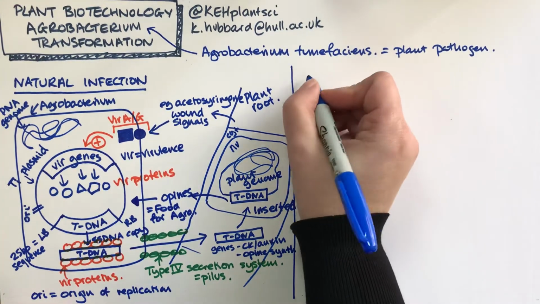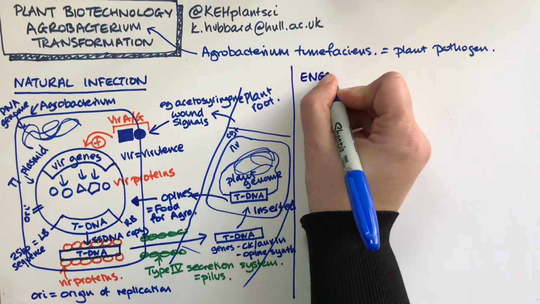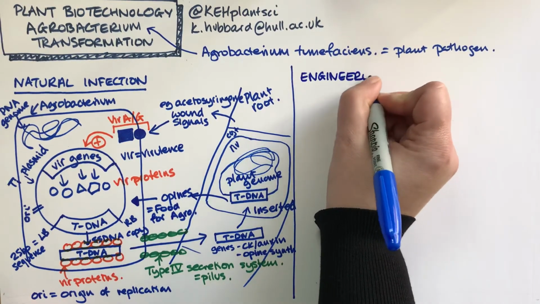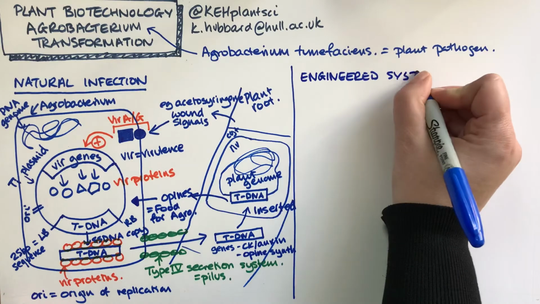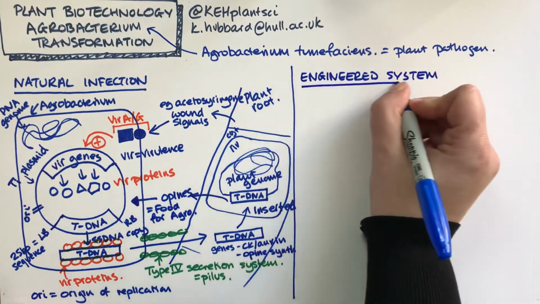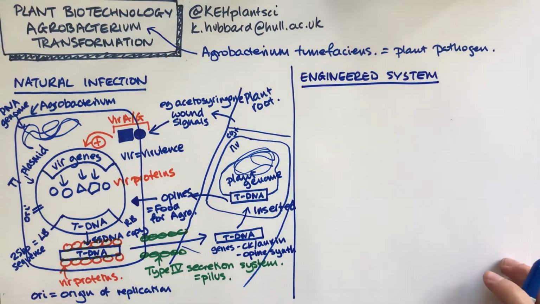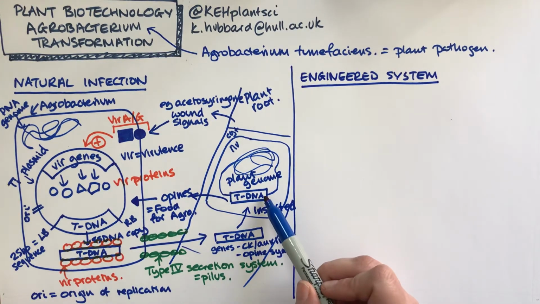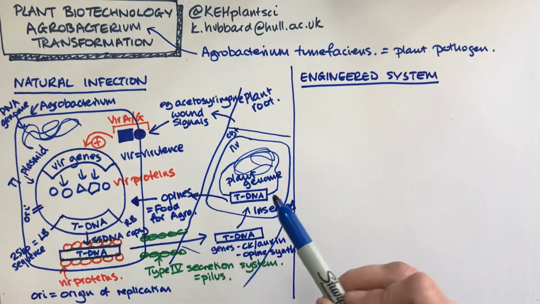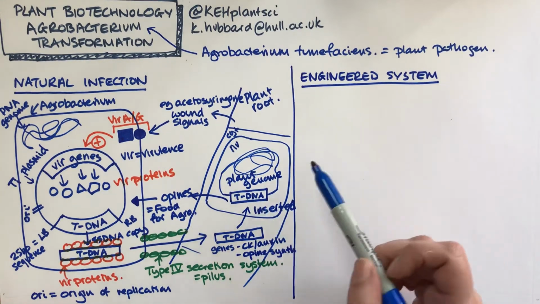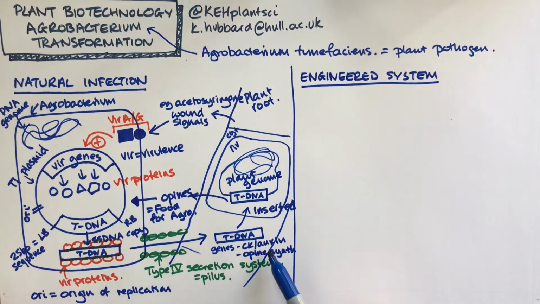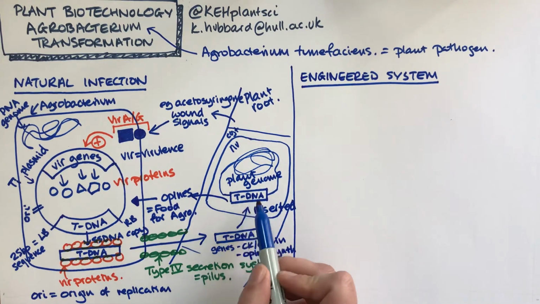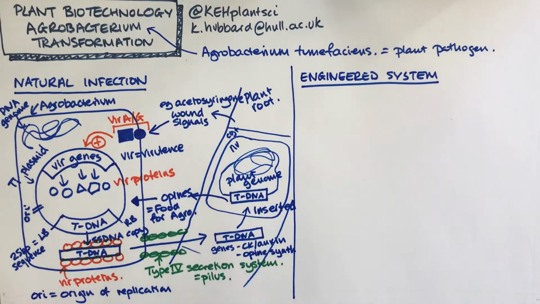So let's think about the engineered system and how we might manipulate that in order to do some biotechnology. Obviously if we've got an ability to stick bits of DNA into plant genomes that plant genomes can read, that's a really, really useful tool for us, but we don't really want to be making tumours and making these opines. So we need to manipulate the system a little bit so that we can put what we want into the tDNA rather than doing what the bacteria wants.